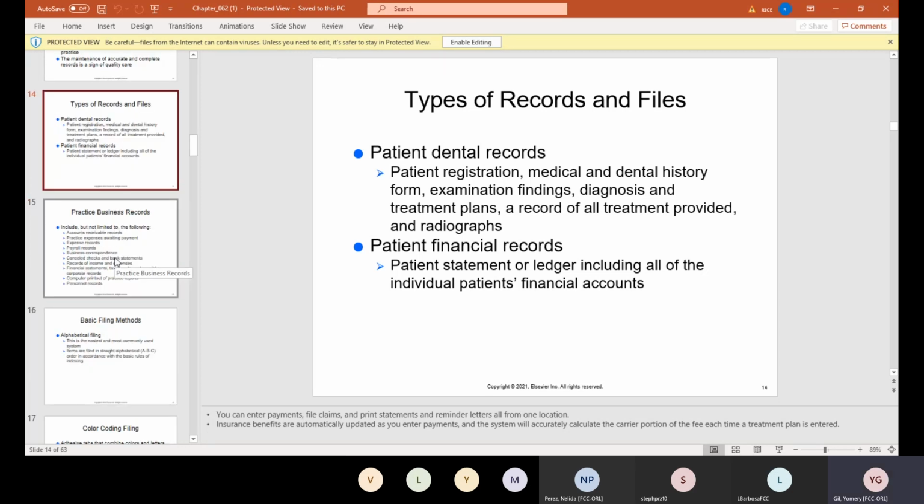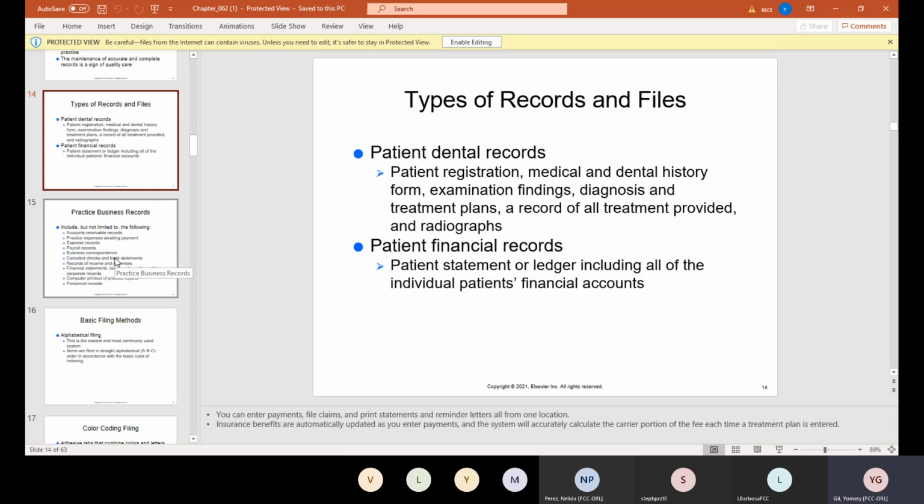Types of records and files. Patient dental records, and this is basically the patient's chart. It includes the patient registration, medical and dental history form, examination findings, a diagnosis and treatment plans, a record of all treatment provided, and radiographs. And this is what you're usually going to pick up. If it's an actual paper chart, you will pick it up from a bin, you will call your patient in, you'll bring them to the back, and inside that chart is all the stuff that's going to be in there.